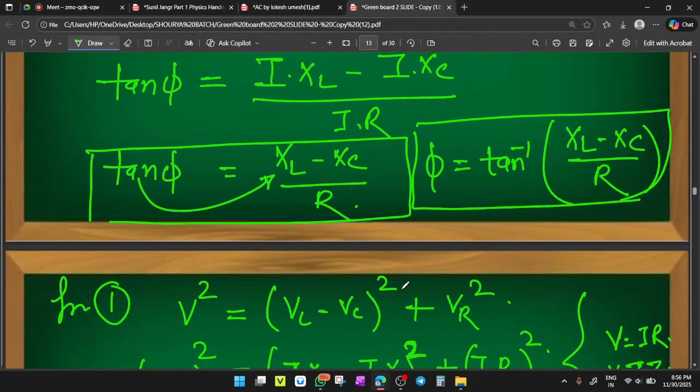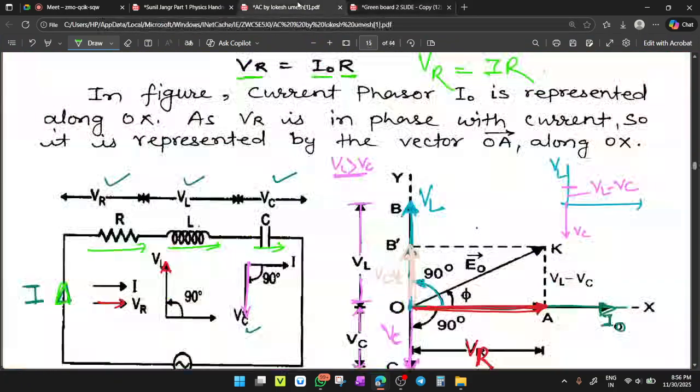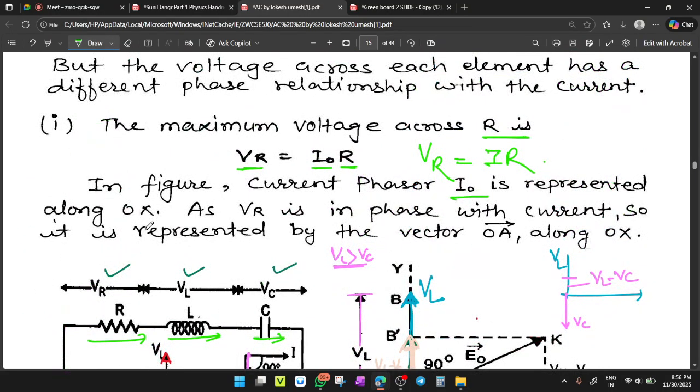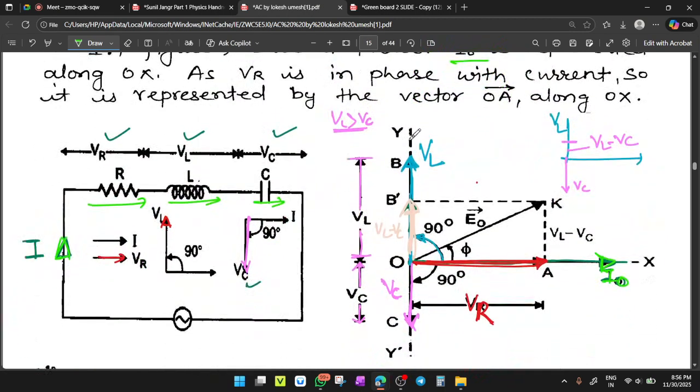Okay, yes, I have taken here V_R equals IR, but the maximum is V_R equals I naught R. In the figure, the current phasor I naught is represented along OX. So this maximum value of current is represented. As V_R is in phase with the current, it is represented by the vector OA. Yes, so this is the amount of voltage V_R.